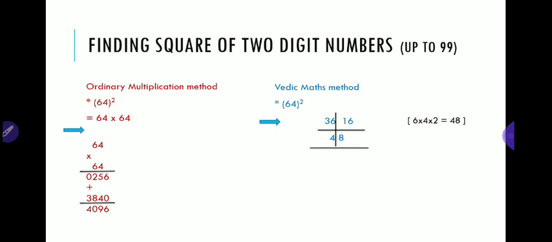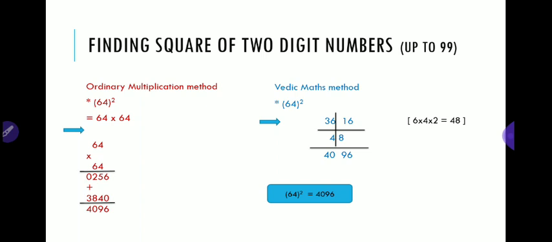So the next step is to add these values. Add such that 6 plus 0 is 6, 1 plus 8 is 9, 6 plus 4 is 10, so 0 and carry 1, and that carry will be added to the 3. 3 plus 1 is 4. So 4096 will be the square of 64. You may feel this is difficult, but once you understand the method, it will be very easy and very fast to calculate this in your mind also.